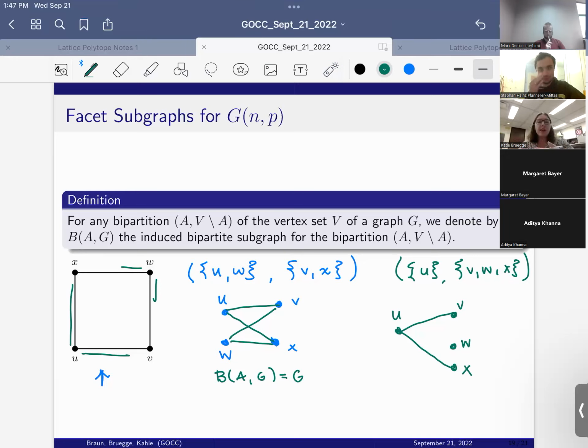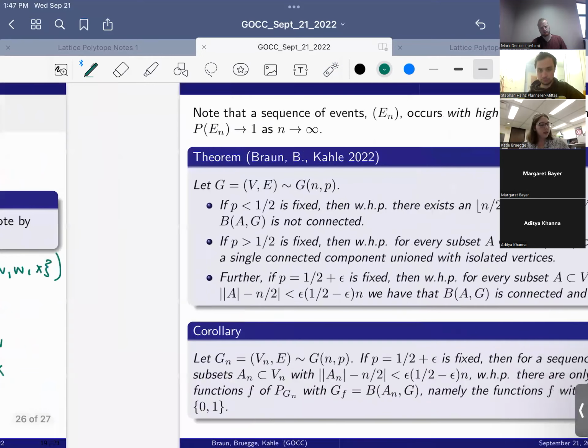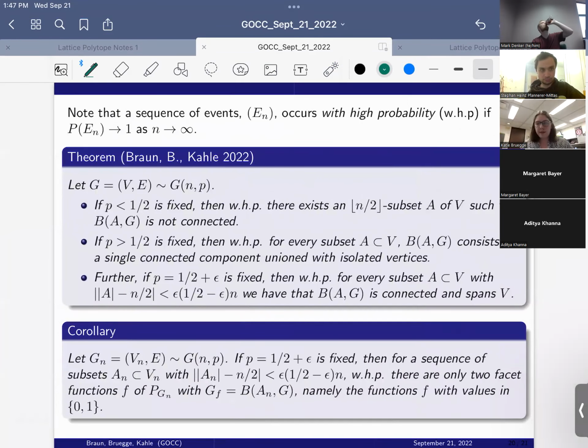So for G(n,p), we were interested in knowing if we could say anything about when B(A, G) is connected. Because if it is connected, then it is a facet subgraph, and we know that we're getting facet-defining functions coming from that graph. So we enlisted the help of Matt Kahle at Ohio State, who does a lot of great things with probability, and got this theorem out of it.